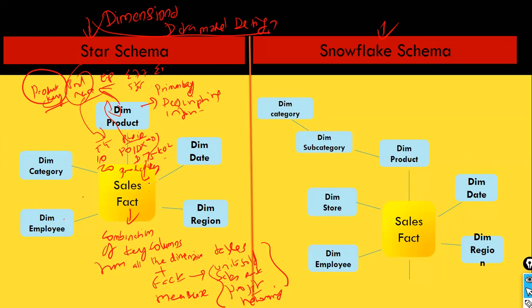It will cause some kind of performance issues, and too much redundant data will be there. That's why logically they keep region related data separately, product related data separately, and you have something else called dim subcategory separately, and category separately, employee separately. But this one will have the descriptive information about your fact.